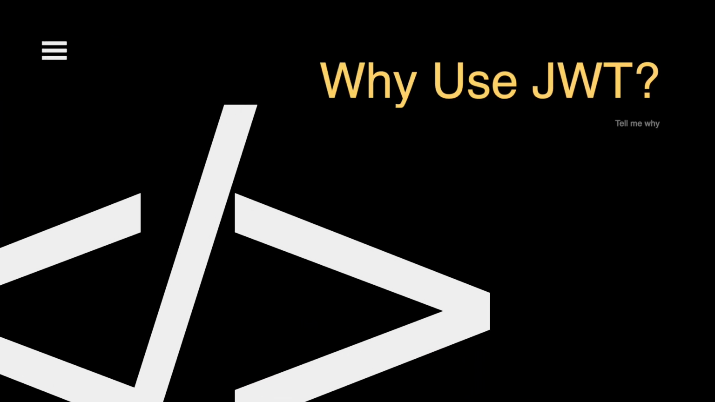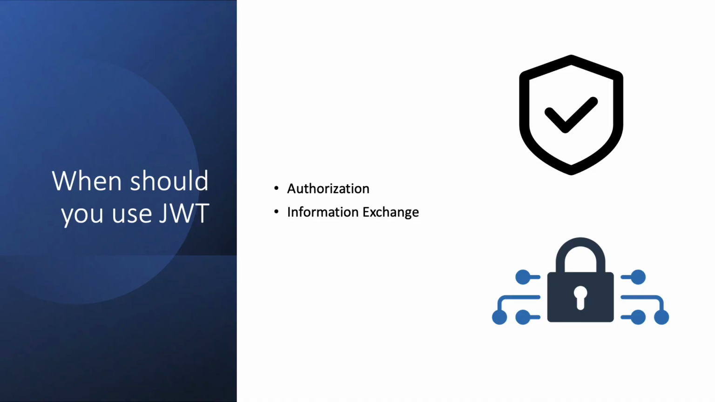When should we use JWT? There are two main usages for JWT. First, we're going to use it for authorization, and then for secure information exchange. So, when is it used for authorization? Authorization is the most common scenario to use JWT. JWT is used for authorization, but it's not used for authentication.